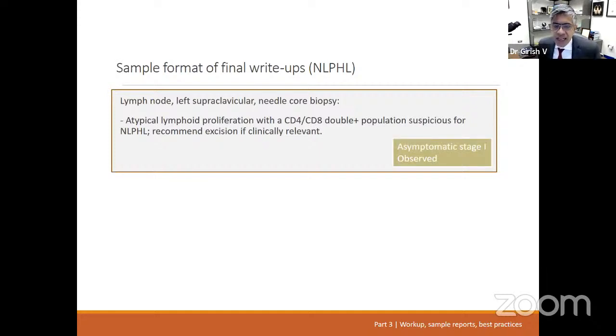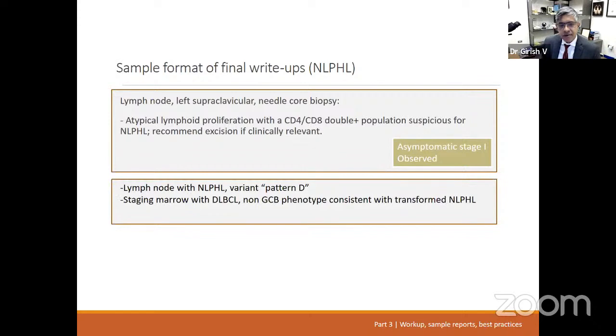The patient was asymptomatic, and they did nothing clinically. This is one that you just saw, variant pattern, and the staging marrow showed transformation. Sometimes you'll see this discordance all the time, and this patient was treated with CHOP-R. And those are your references right there for all of that.